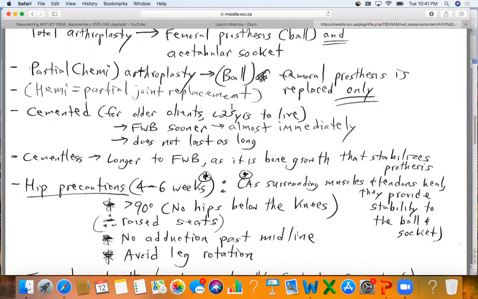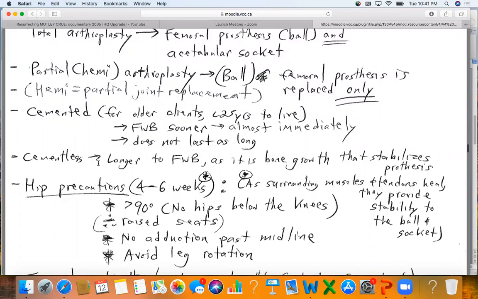If the person's a little bit older and it's maybe less than 25 years to live, they'll use cement, and they'll cement it in, let the cement dry, and that's what holds it in place. They'll do that because again, cement dries quickly, so the person can go full weight bearing much quicker. It doesn't last more than 20 years or so, 25 years. And so that's why they usually reserve it for the older clients.